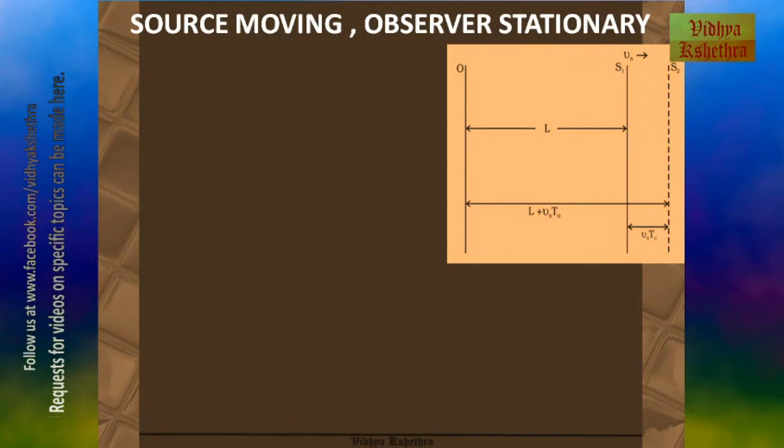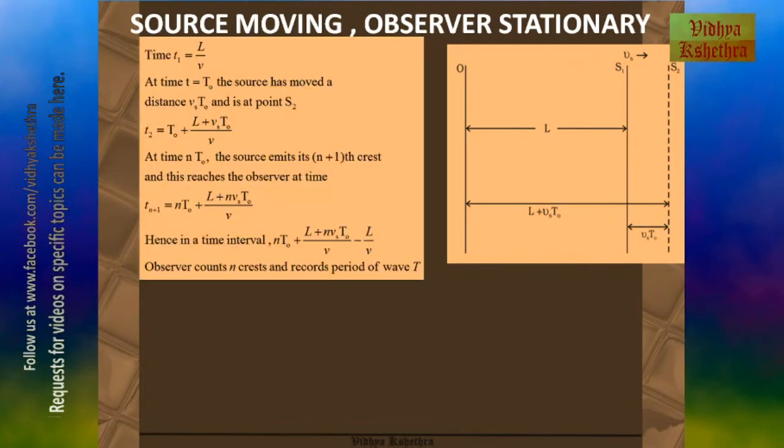In this case, the direction from the observer is taken as positive. The observer has a detector which is used to pick up the waves coming from the source. At first, the time taken by the waves to reach the detector held by the observer is given by L by V, where V is the velocity of the wave.